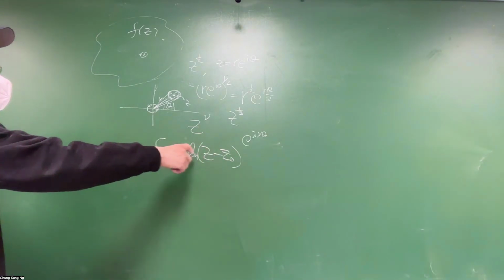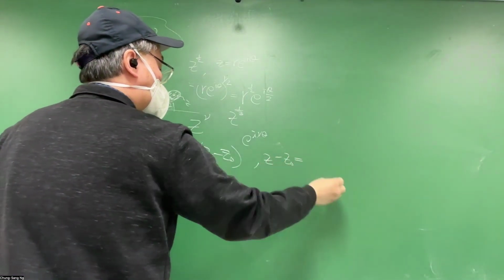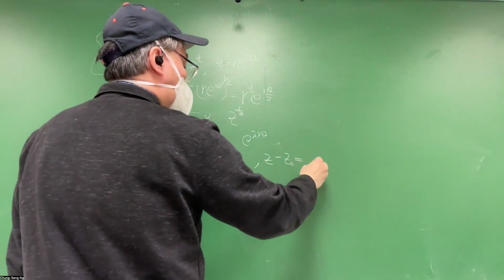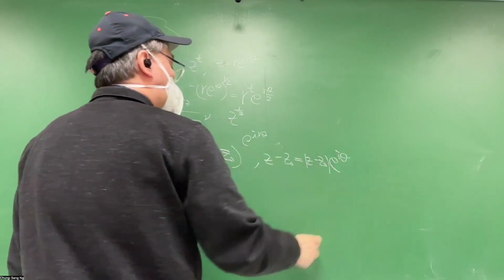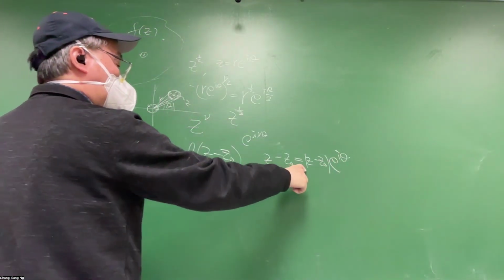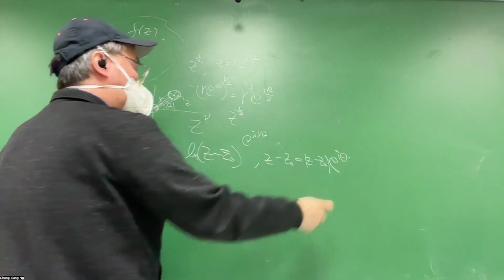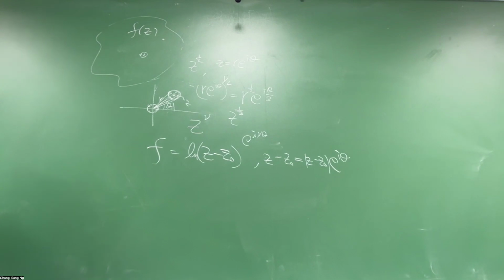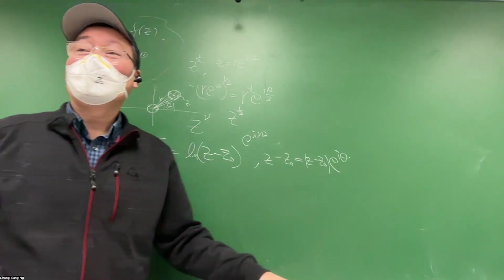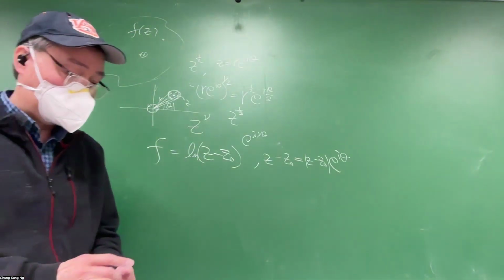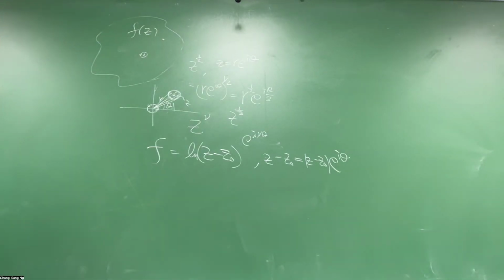The phase will increase because whatever this c minus c 0 equals to some magnitude times the angle. When you take the log of this, you get log of this plus i theta. So theta, if you keep increasing it, that imaginary part will keep increasing. Okay, so that also has infinite branches.